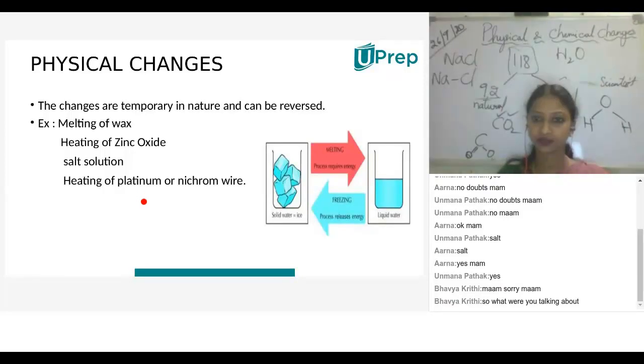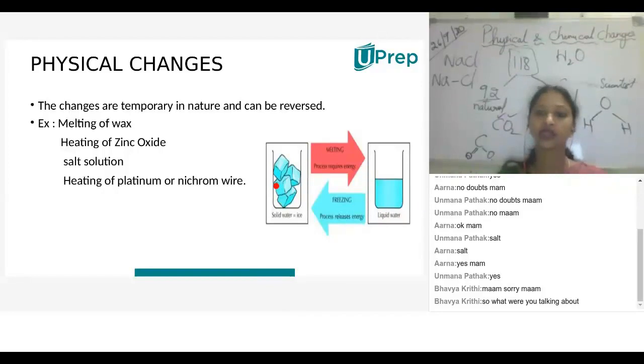Understood? So this is about the physical changes. Any doubts? Solid here converts to liquid after melting, and when this liquid freezes again, it converts to solid. By changing the state, it doesn't mean the chemical property changes.